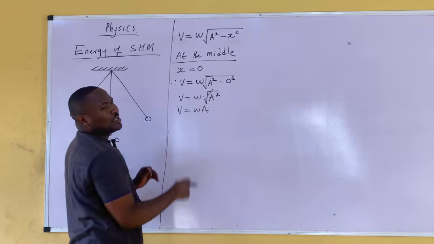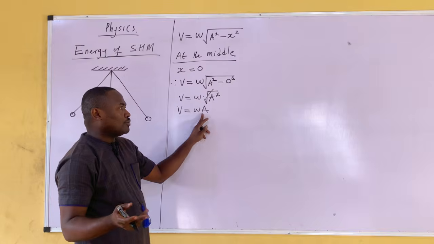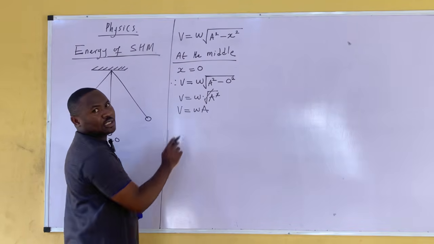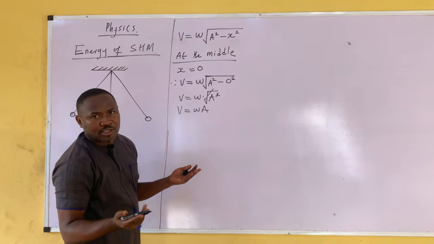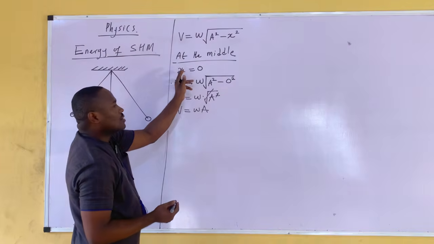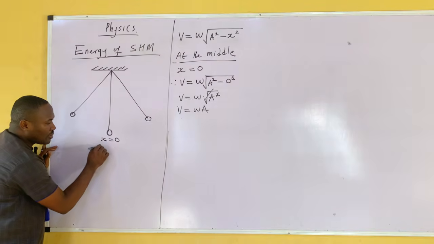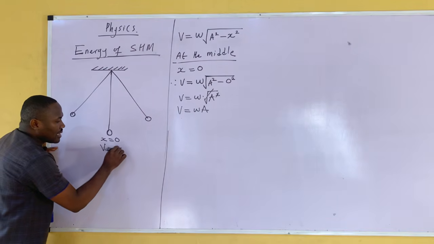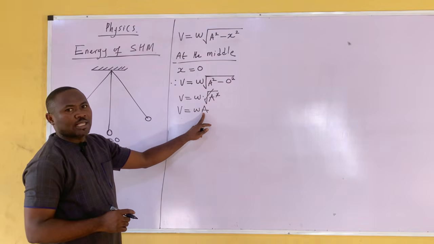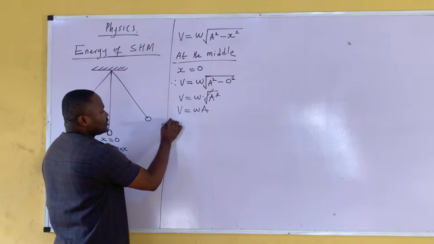Now A is showing that it's maximal. Remember, A is the maximal displacement, the amplitude. So A showing in this formula shows that velocity is maximal. Where is velocity maximal? Velocity is maximal at the middle. Why? Because x equals 0. So at the middle, x equals 0 and velocity is maximal. Take note of this: anywhere you see A coming out in the formula, it means that is maximal.